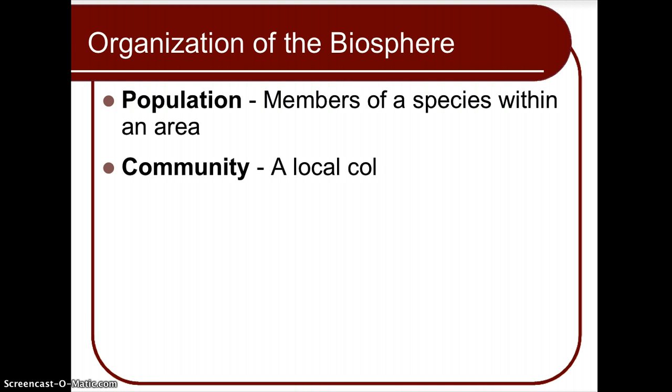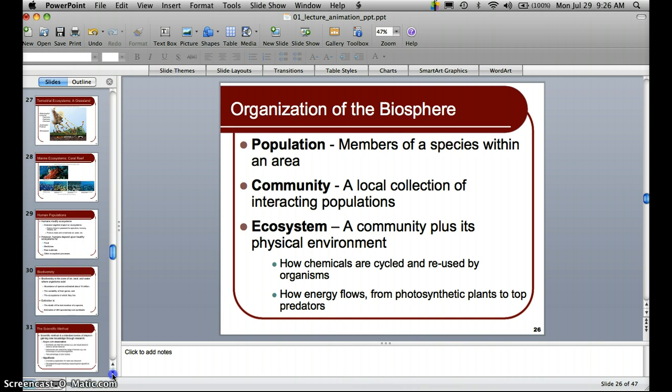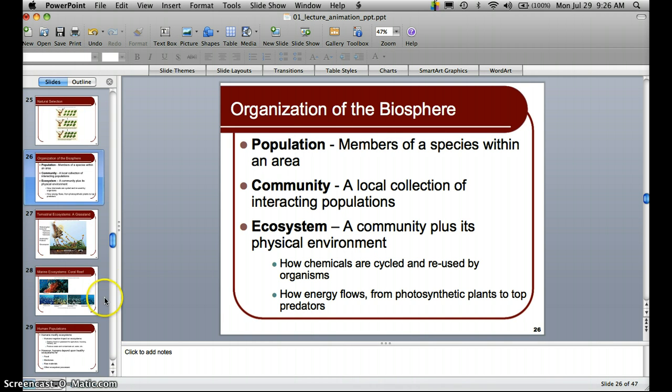So, organization within the biosphere. As we start to look at humans within the biosphere, and we went through some of this when we were talking about the hierarchical levels of classification, where we went from atom to molecule to cell, tissue, organ system, organism, population, community, ecosystem, and then the biosphere. So organization within the biosphere being the sphere of life.